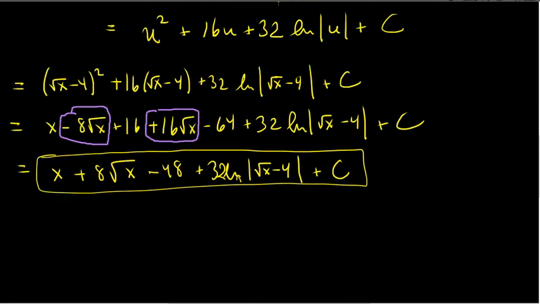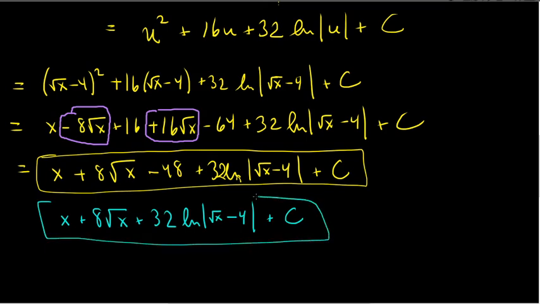One more thing, if you look in the back of the book, it will have this answer. It's going to be x plus 8 square root of x plus 32 times the natural log of the absolute value of square root of x minus 4 plus C. So that's the book's answer. And you might think, oh wait a minute, I got it wrong because I have this negative 48 here. That's not in the answer. So what did I do wrong here with this negative 48?